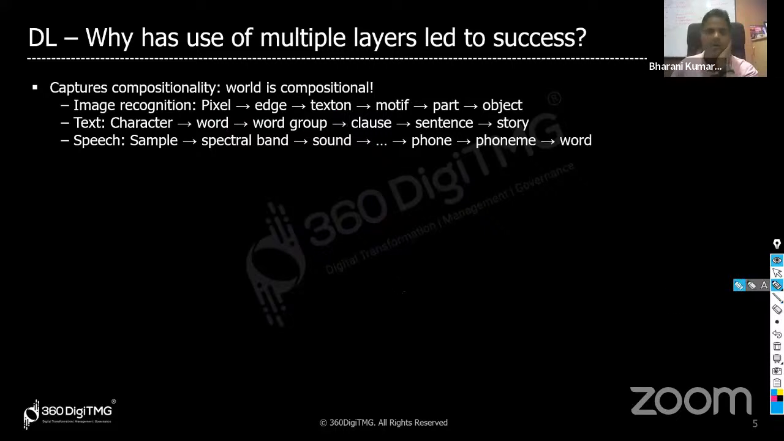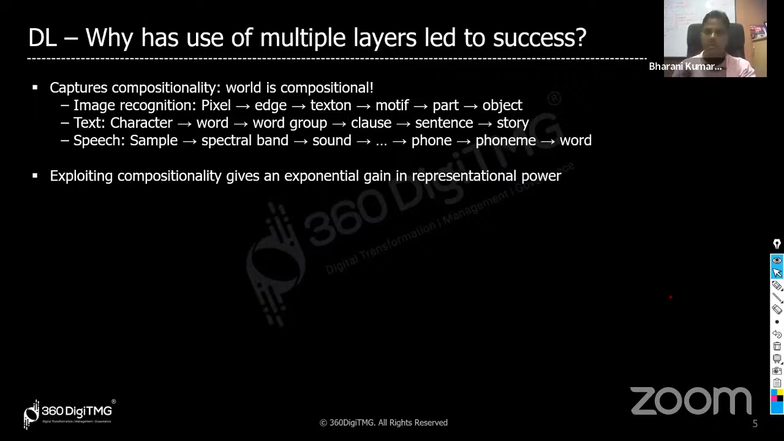Then, when it comes to audio files or speech, first you'll have a sample, then spectral band, then sound, then phone, then phoneme, word, the entire word is what you hear. This is called compositionality. And people thought that when the human brain behaves in that way, why can't we have our machine learning algorithm behave in a similar fashion? Why can't we have such an option?